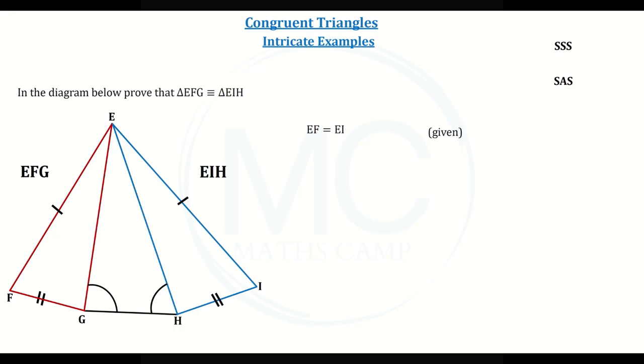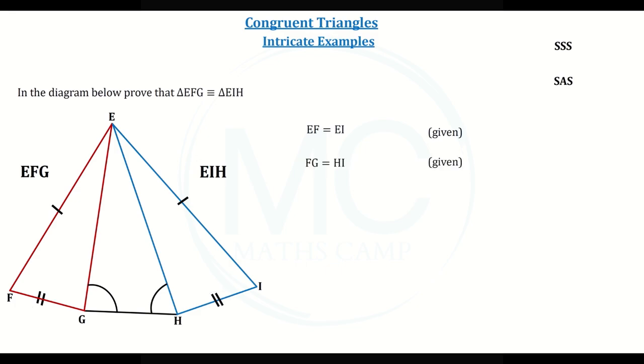We can also see that FG is the same length as HI. F and G are the second and third letters in EFG. H and I are the second and third letters in EIH. So these are also corresponding sides. So now we can make the statement that FG is equal to side HI. This has also been given to us in the diagram.